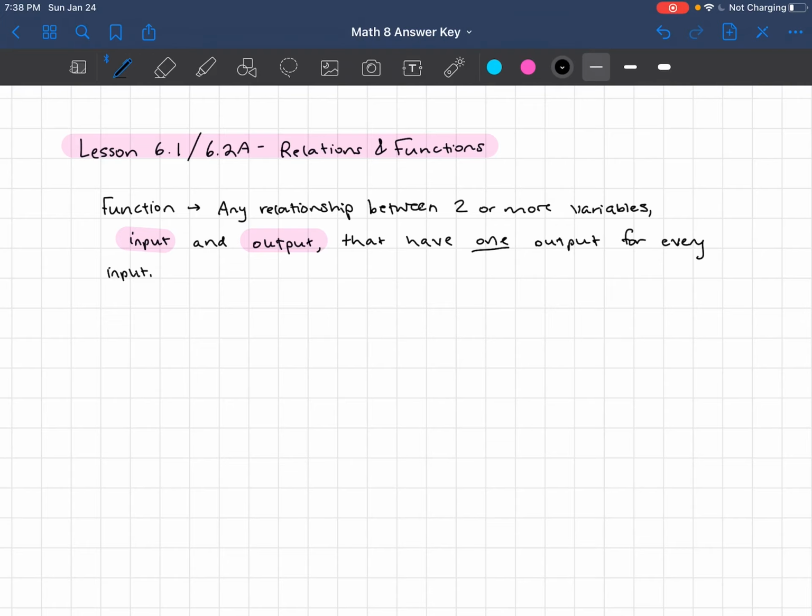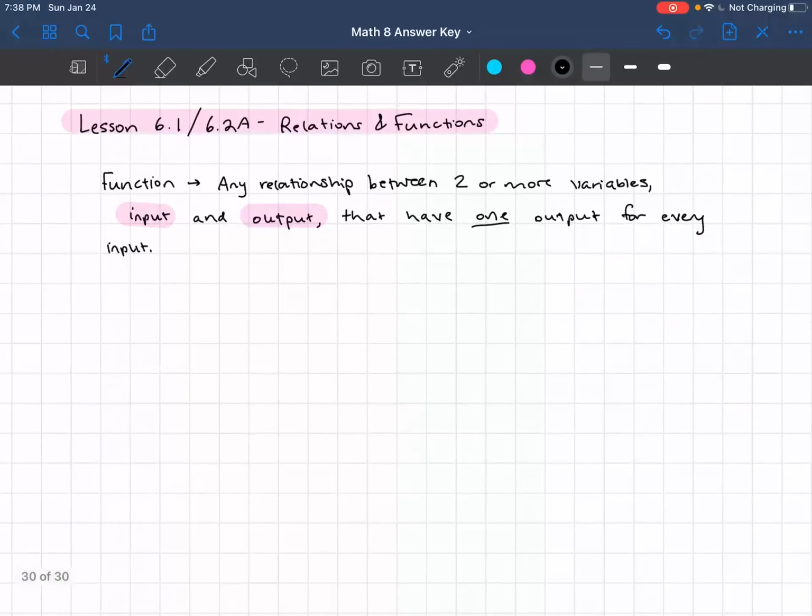Yay! Okay, so we're going to be talking about lesson 6.1 and also 6.2a, which is about relations and functions. So we're starting a new chapter. Go ahead and take a minute to copy down this definition of the word function. If you need to pause the video, I highly suggest that.